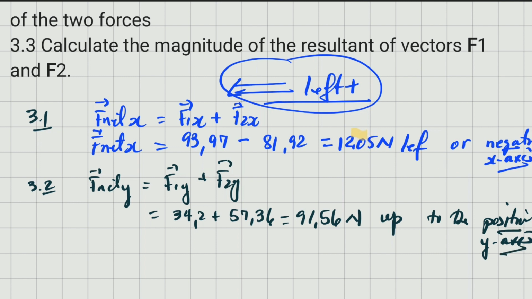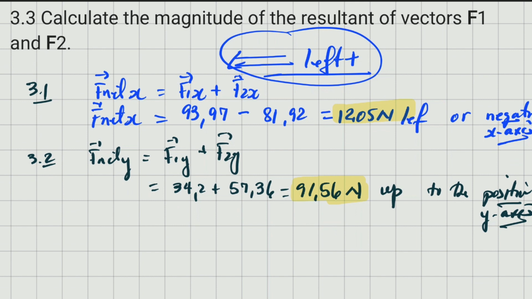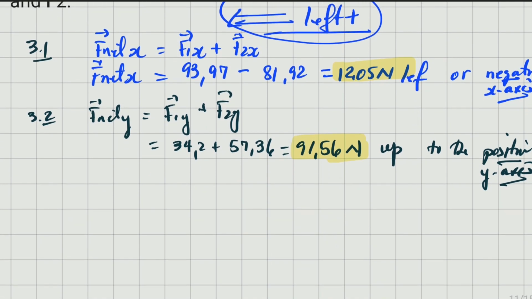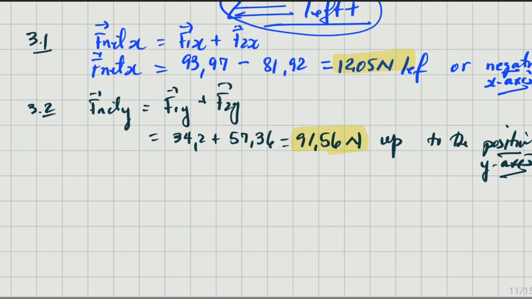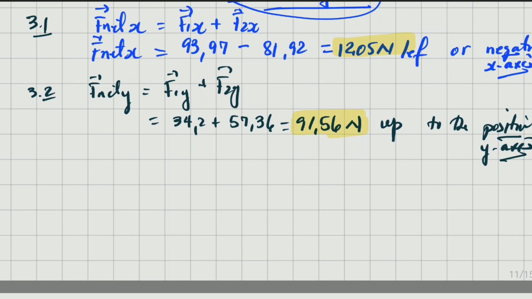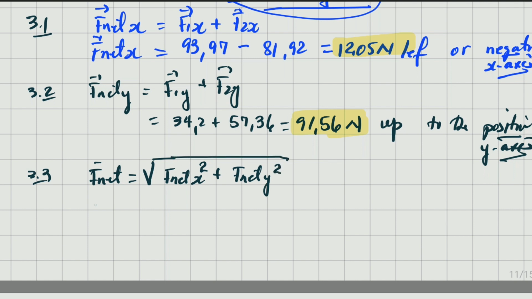We have here the answer for the component in x, and here we have the answer for the net resultant force in the y-axis. And now the final question says calculate the magnitude of the resultant of vectors F1 and F2. In other words, they want the final resultant. So 3.3, we have to use Pythagoras. F net is equal to the square root of F net in x squared plus F net in y also squared. This is simple Pythagoras, okay? So we have done it before.